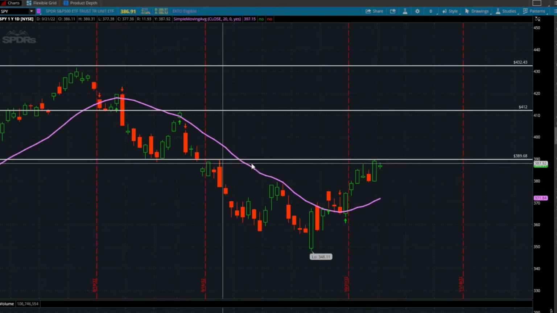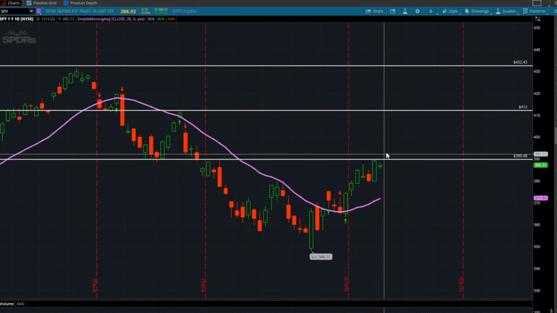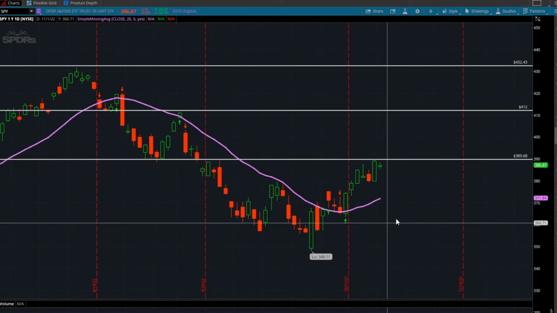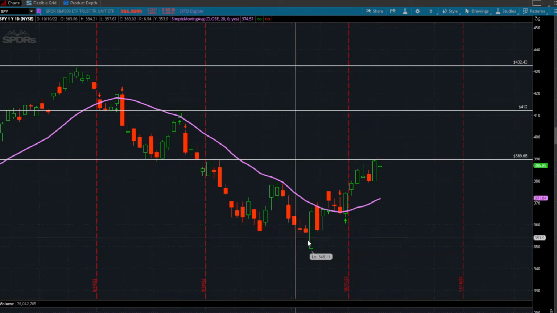So if we see that, and we know that if we can possibly get over here, we potentially could have a short-term change in trend. Now, again, I see some support down here in this area.